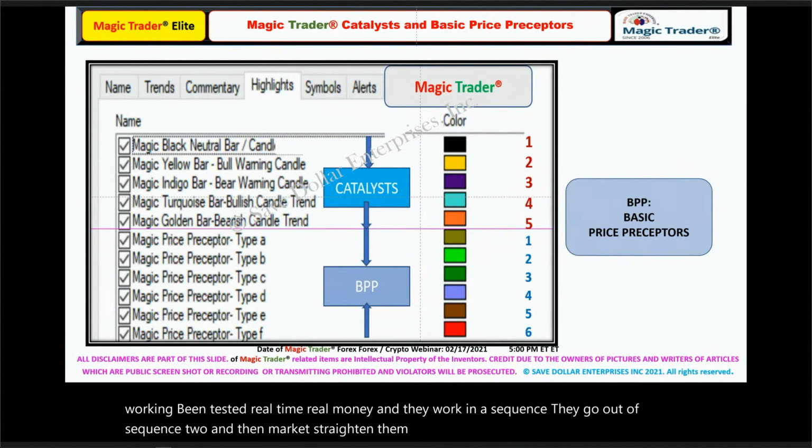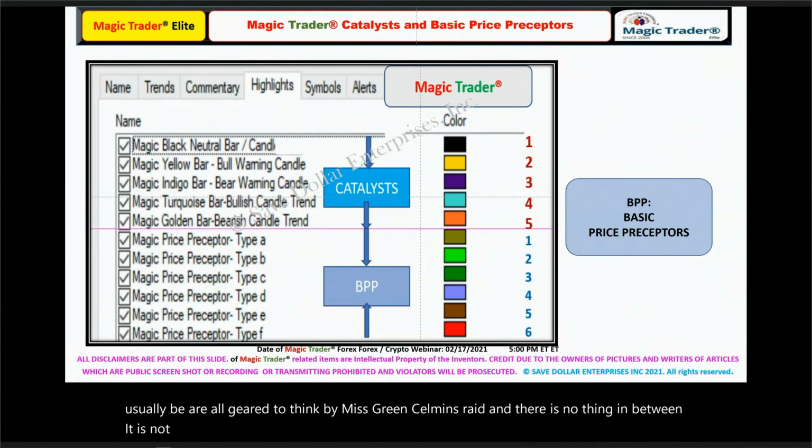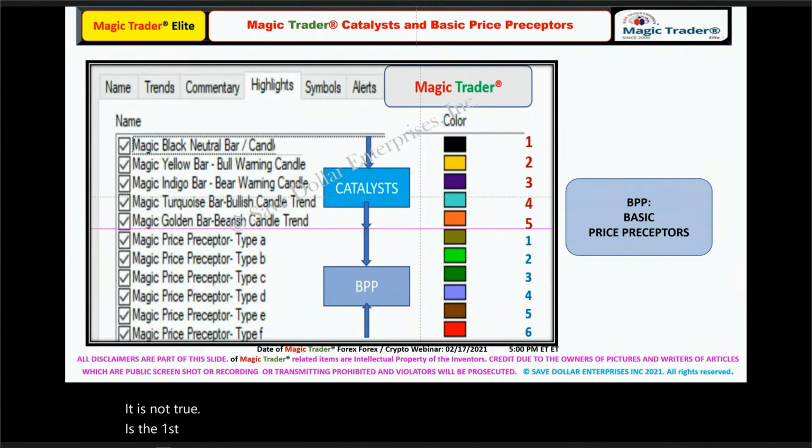So please try to pay attention. Usually we are all geared to think buy means green, sell means red, and there is nothing in between. It is not true. This is the first time we dissected even buy and sell into 6 different sections, and I went beyond that.